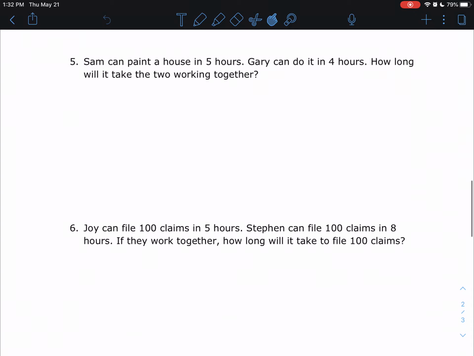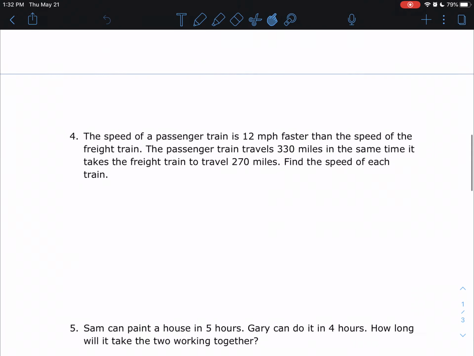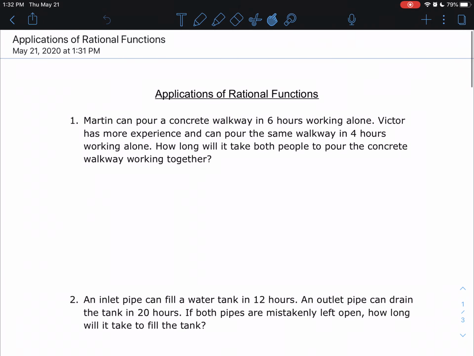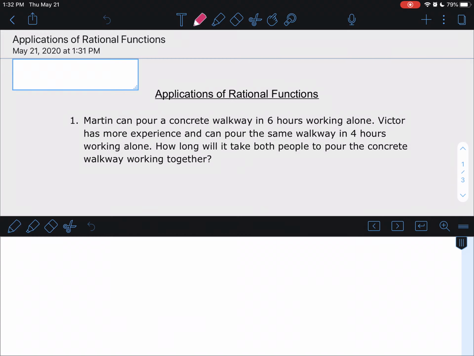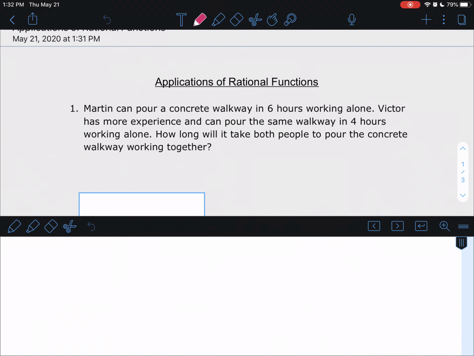And there are 9 problems here. We're going to do the first 4 together, and then I'm going to let you guys do the other 5 on your own. But I will help you set them up, I think. So anyways, let's look at this first problem.